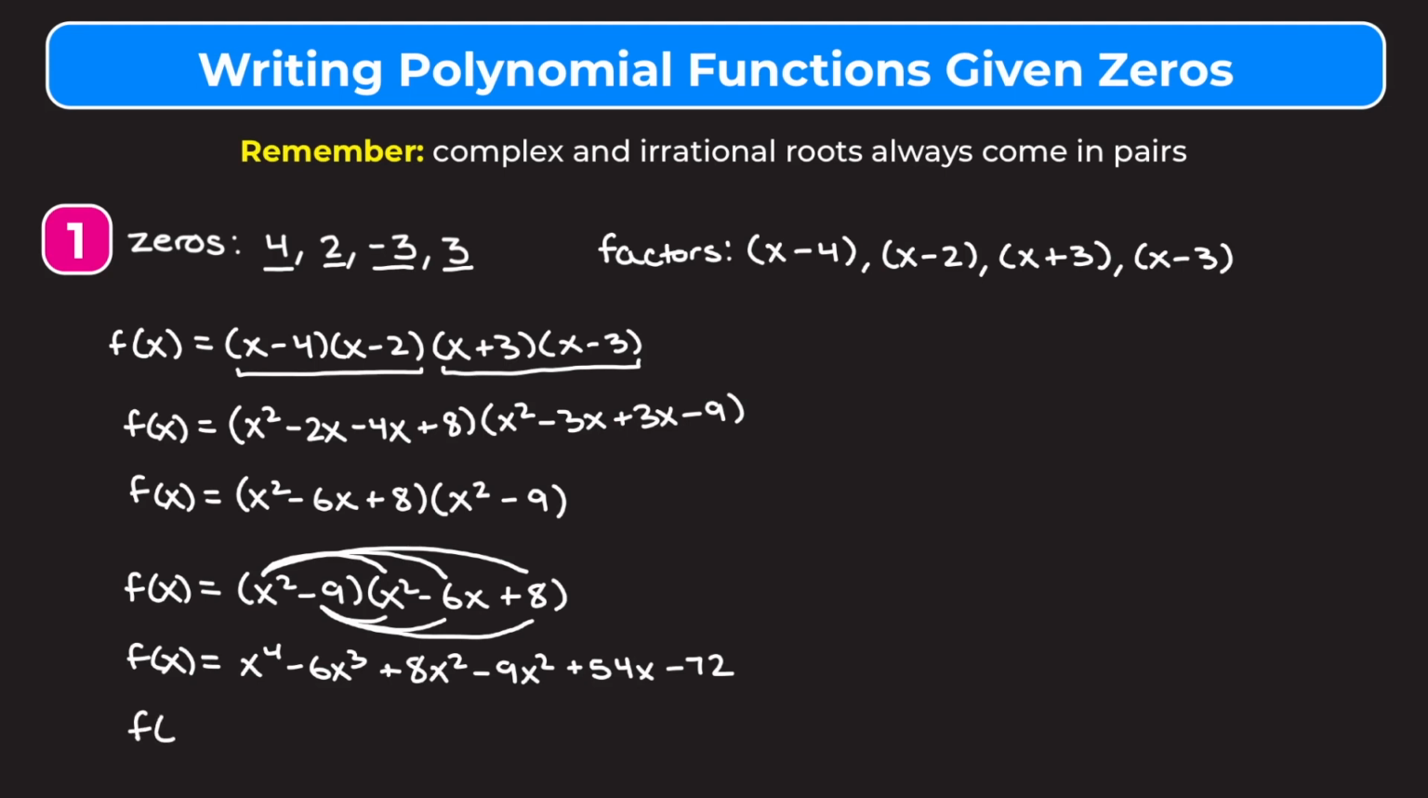And now we just want to combine like terms. We only have one x to the 4th term. And we only have one x cubed term. So we have x to the 4th minus 6x cubed. We're going to put together this positive 8x squared and -9x squared to get -x squared. We only have one x term. And we have minus 72. So we get a function f of x equals x to the 4th minus 6x cubed minus x squared plus 54x minus 72. Let's go over some more examples.